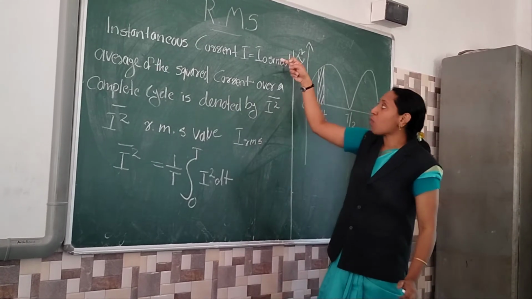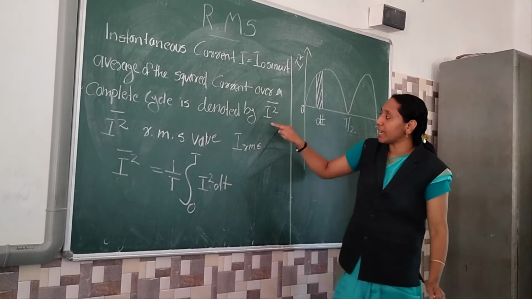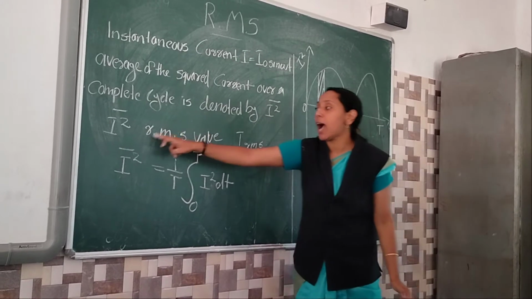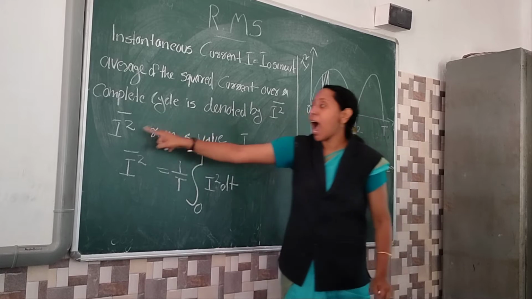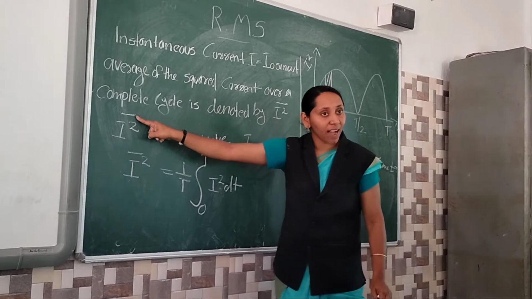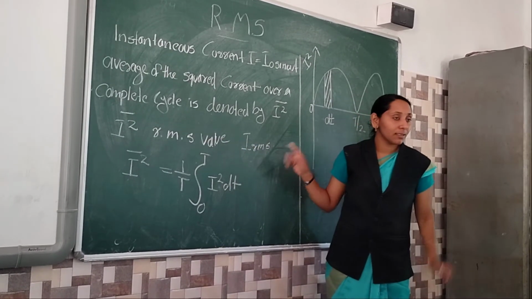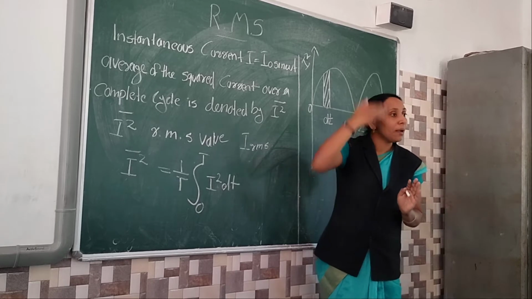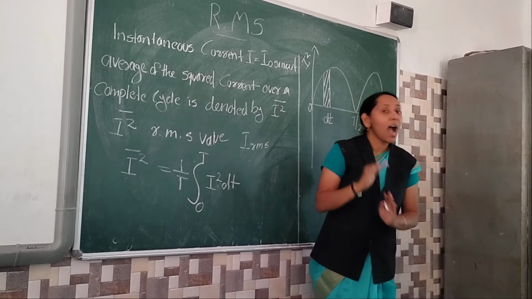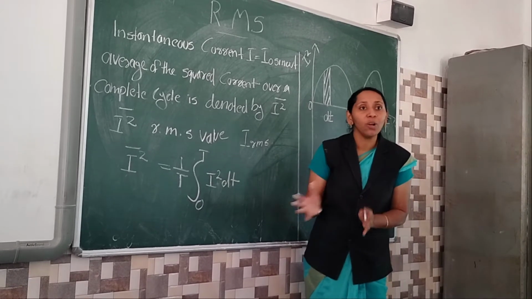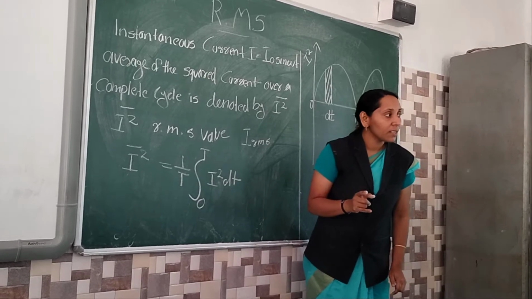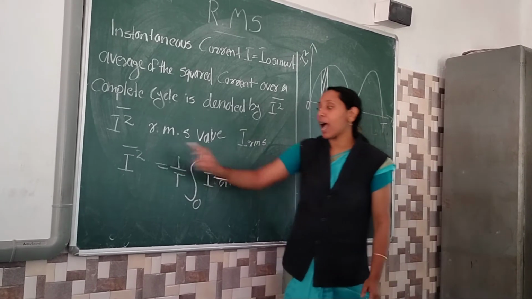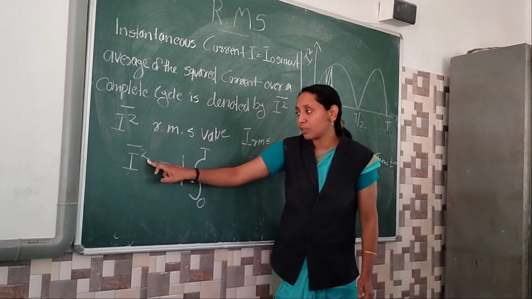Then the square of this instantaneous current, that is called the RMS value. So the RMS value has two different notations: I square bar, otherwise IRMS. समझ रहे क्या? I square bar भी, IRMS भी, RMS value. What is RMS value? Root mean square value का symbol. ठीक है? So it is proper. Okay. So I am taking the IRMS value, I square bar.